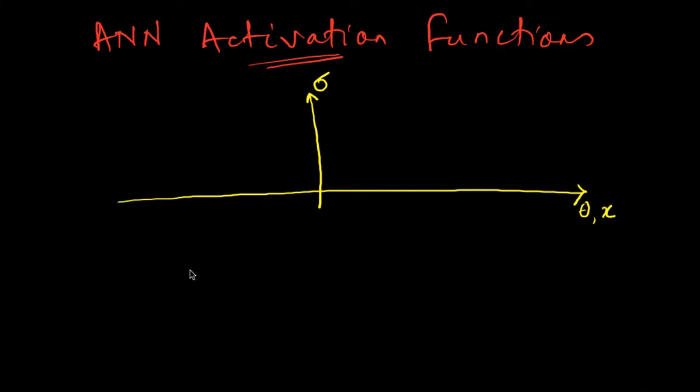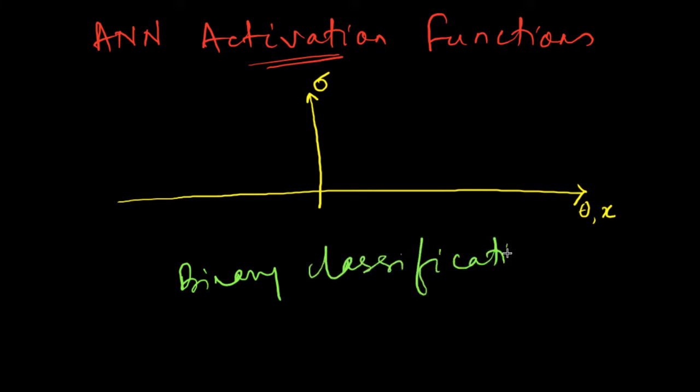So now if we are talking of a problem of binary classification, then a very simple choice for the activation function could be something which is, let's say, 0 before a certain threshold and it is unity after a certain threshold. This would perfectly mimic the idea of a binary classification problem.